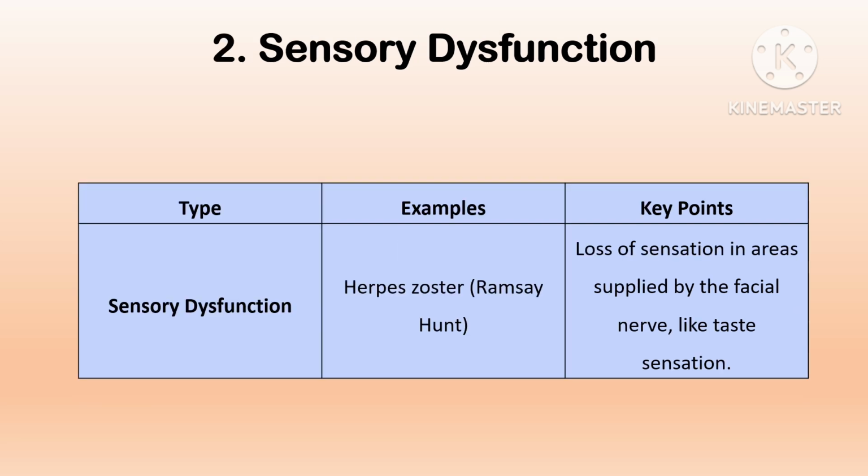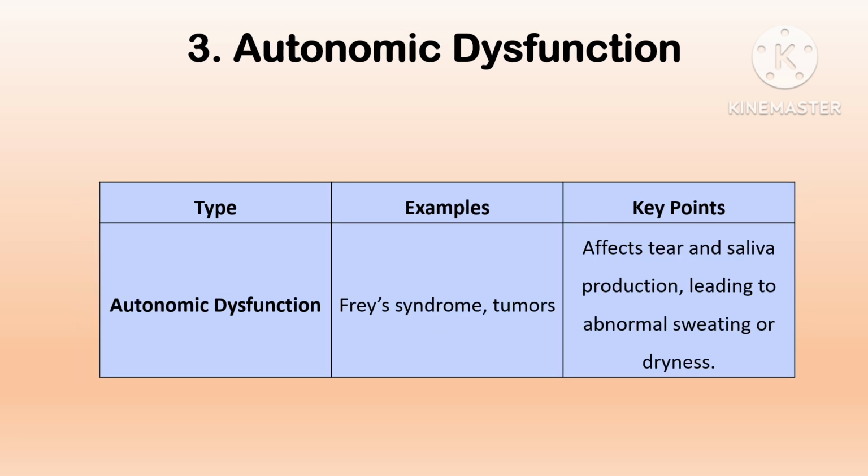Sensory dysfunction involves the loss of sensation, particularly in the areas supplied by the facial nerve, like the taste buds on the anterior two-thirds of the tongue. This can occur in conditions like herpes zoster reactivation syndrome, or Ramsay Hunt syndrome. Autonomic dysfunction affects the nerve's ability to regulate glandular functions. Conditions like Frey syndrome can cause abnormal sweating, while others may lead to reduced tear or saliva production.